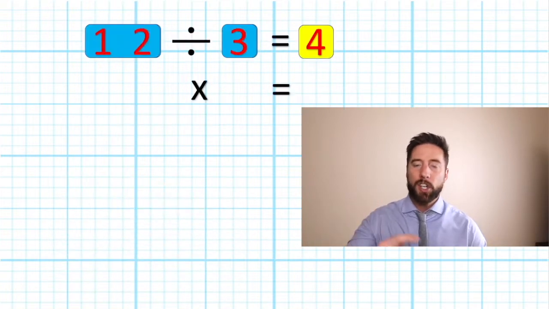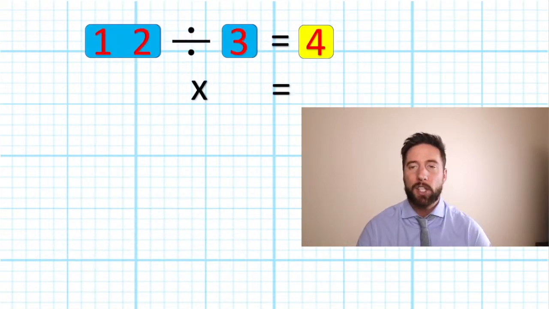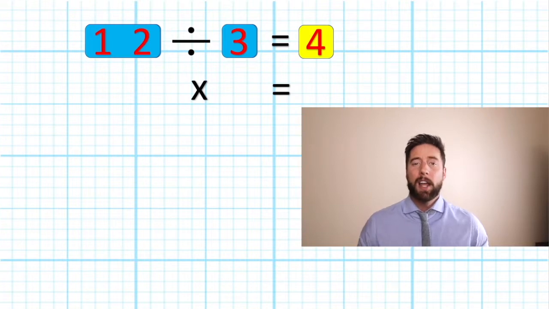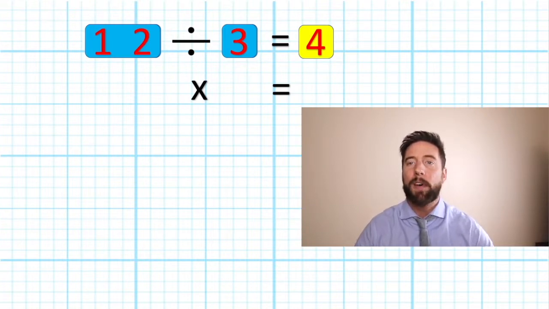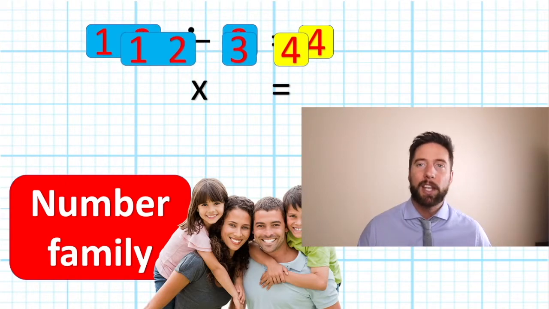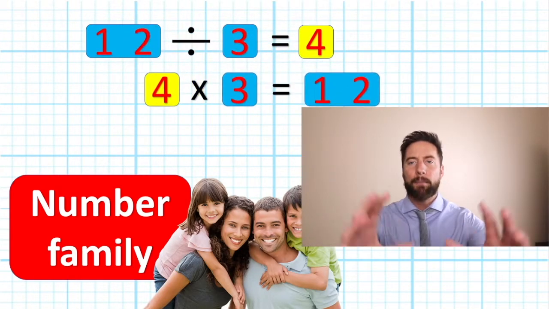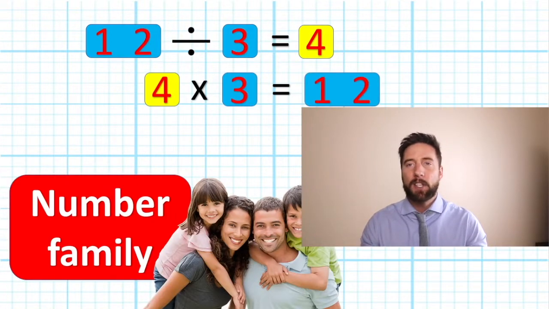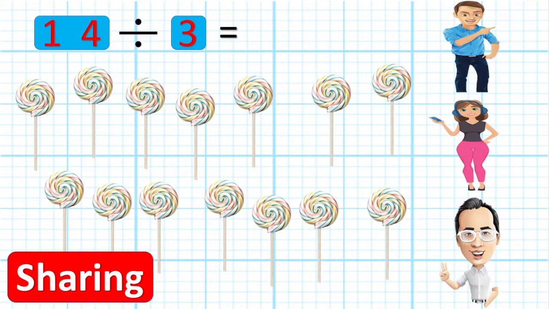Now, the reason that a question like 12 divided by 3 is quite straightforward is because 12 divided by 3 is part of a number family. 12 divided by 3 is 4, and 4 times 3 is 12. They are in the number families. But what happens if these questions get a little bit harder and they're not in number families?